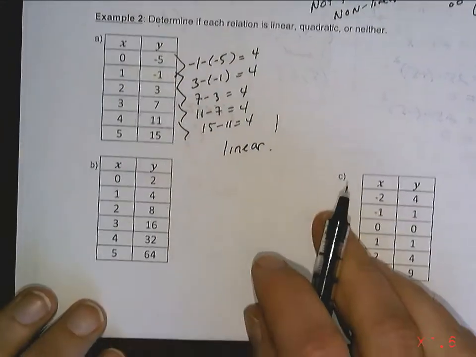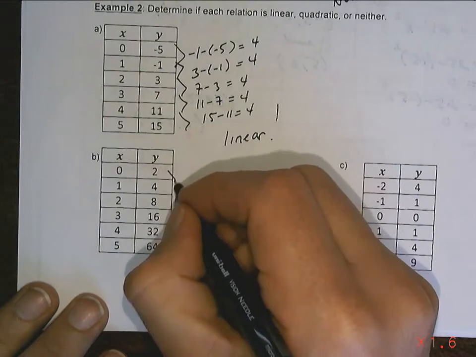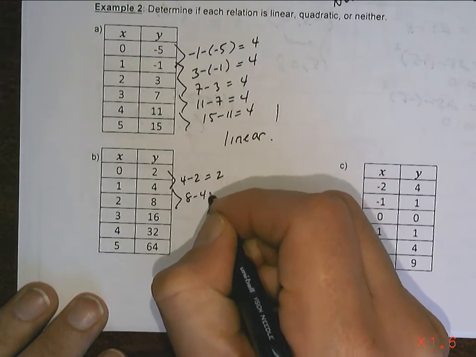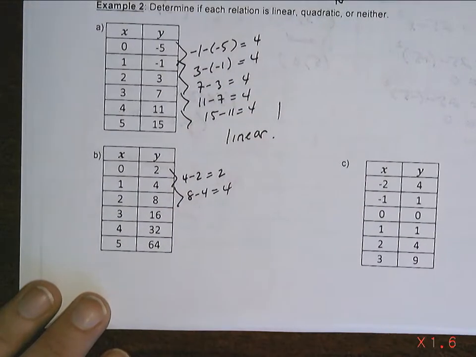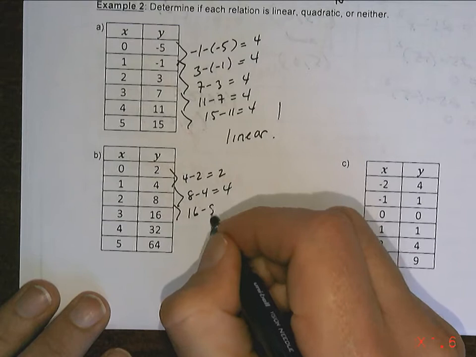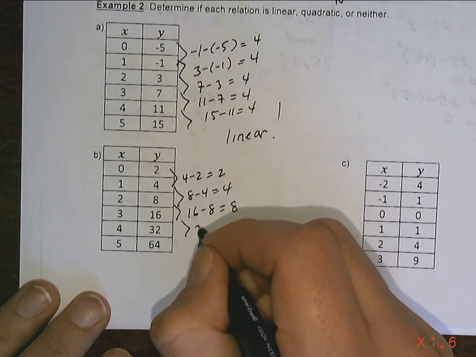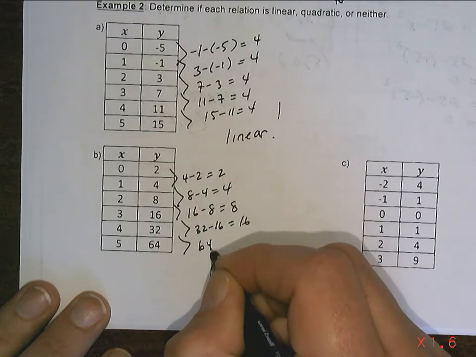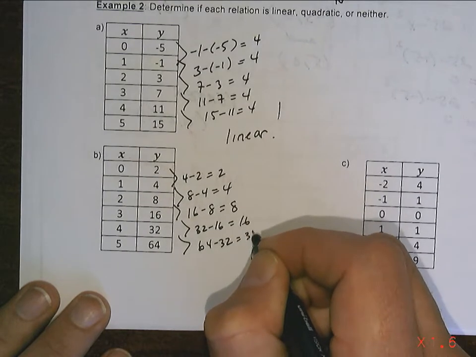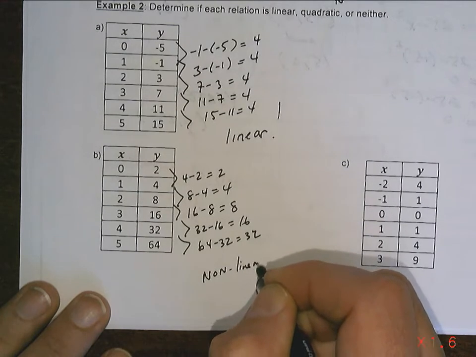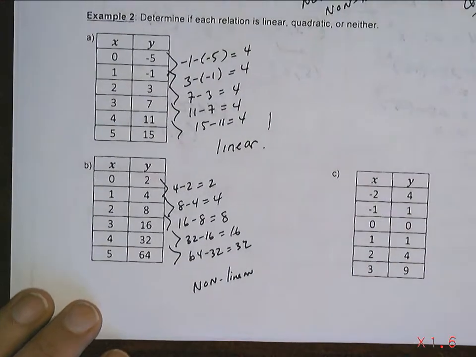Let's look at the second one. 4 minus 2 is 2. 8 minus 4 is 4. I already know it's not linear. It's non-linear. 16 minus 8 is 8. 32 minus 16 is 16. 64 minus 32 is 32. So it is non-linear. The question is, can we do better?